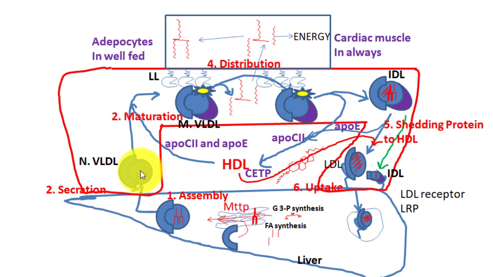After secretion through exocytosis, this VLDL particle is not capable of metabolism. So this nascent VLDL will mature. And how does it mature? The second phase is maturation. It matures after receiving two apoproteins, apoprotein C2 and apoprotein E. After maturation, it is capable of distribution of lipid. It is capable of metabolism.